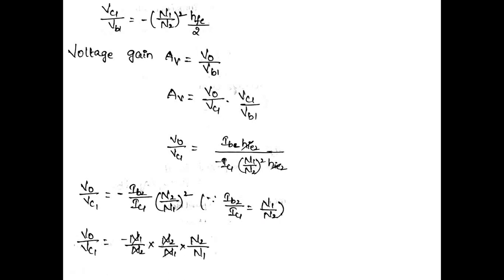V0 by VC1: you simply substitute IB2 by IC1, which is equal to N1 by N2 here, minus N1 by N2. N1, N1, N2, N2 get cancelled. You will get V0 by VC1 equal to minus N2 by N1. This is the formula for V0 by VC1: minus N2 by N1.